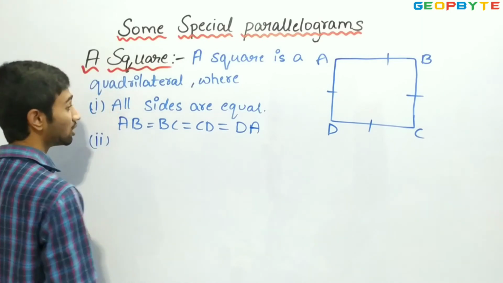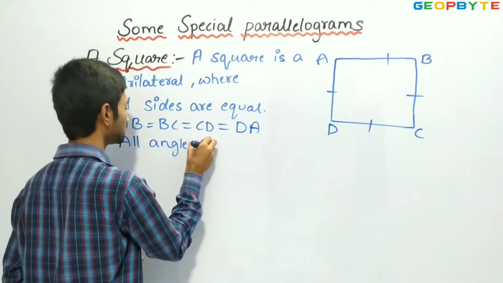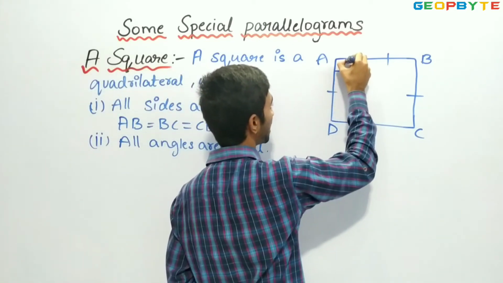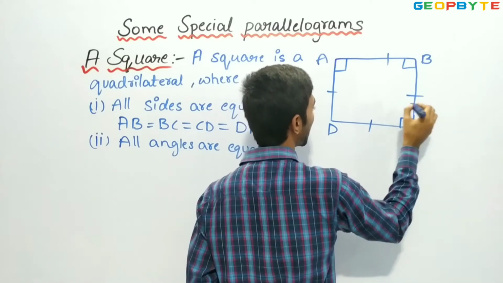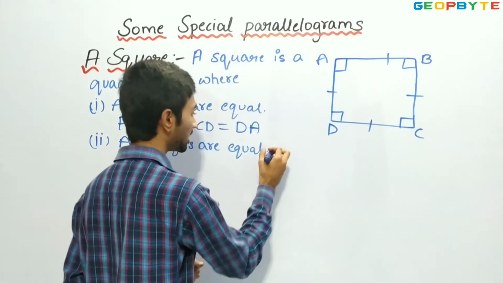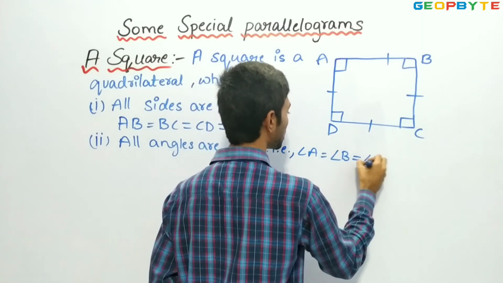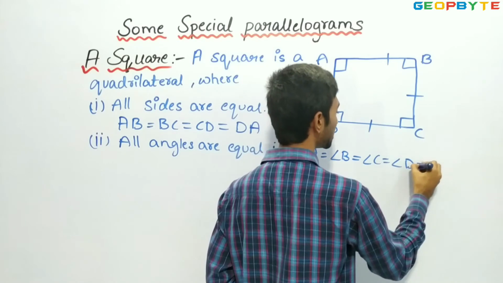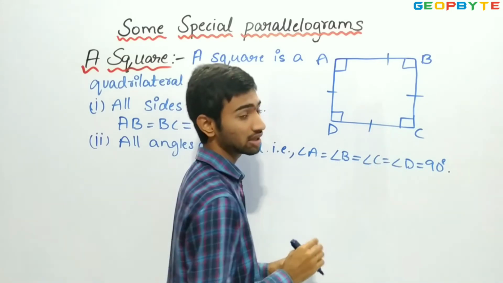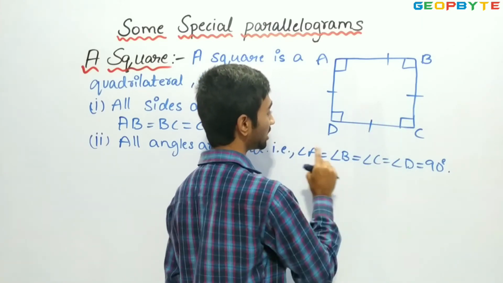In a square, all angles are also equal. That is, angle A equal to angle B, angle B equal to angle C, angle C equal to angle D, and angle D will be equal to angle A. That is, angle A equal to angle B equal to angle C equal to angle D equal to 90 degrees. So angles of a square are equal, that is right angles. Each angle measures a right angle, that is 90 degrees.